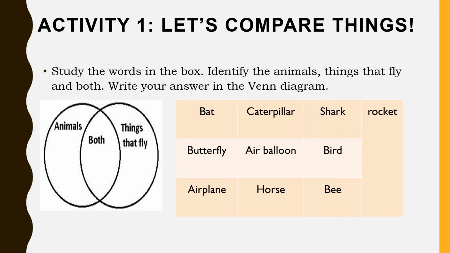Okay. Bat. Is bat flying? Yes. So we can put it here. So this is animals, or animals that fly, no? So saan natin ilalagay? Both, 'di ba? He is an animal, also a thing that flies. Is it correct? Correct ba? Okay. So, yes, both. So, dito si bat.